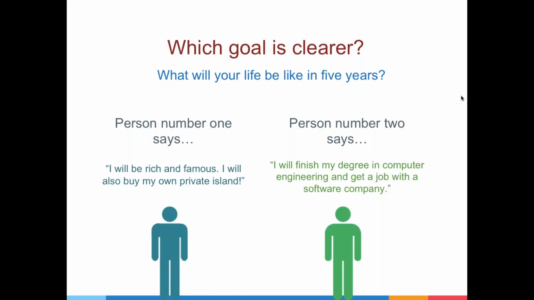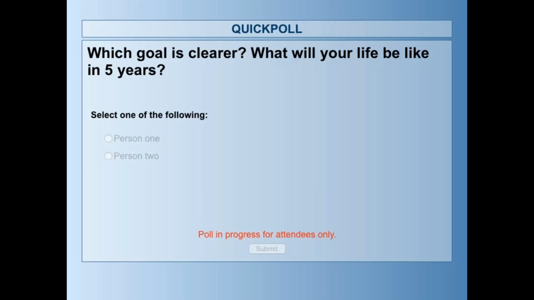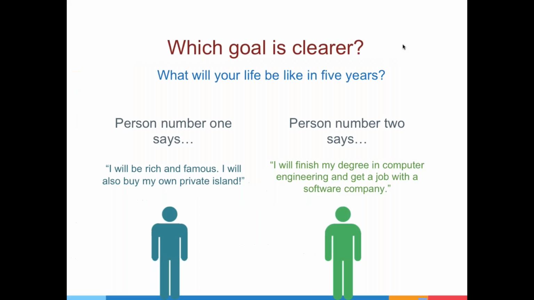We have a poll, so I can open up the poll and people can vote on which one they like. So person number one about being rich and famous, or person number two about getting a degree and getting a job at a software company. So people can vote on which career goal is clear. Person one, rich and famous, or person two was, I believe, the degree and the job at a software company. Yeah. Oh, the votes have come in fast and strong. Woohoo! All right, we'll close it out in 3, 2, 1, and share them.